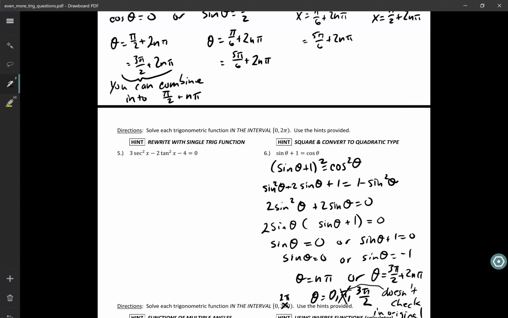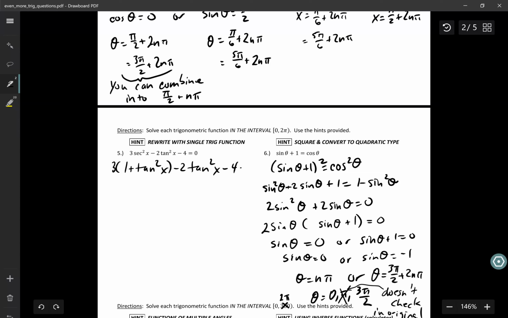So we talked about using identities to help us with rewriting equations so that we can actually solve them. Here's an example of this. We have 3 secant squared x minus 2 tangent squared x minus 4 is equal to 0. I don't have the same trig function in both terms there, so I'd like to convert one in terms of the other. And we remember that we can write secant squared as 1 plus tangent squared. Now I have everything in terms of the same trig function.